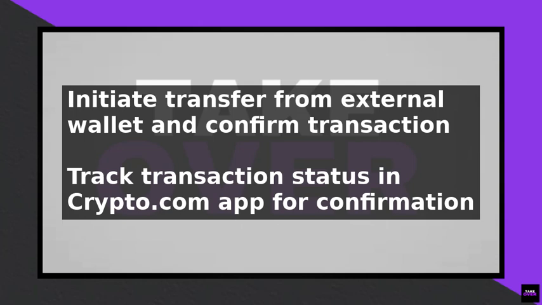In conclusion, transferring to a Crypto.com wallet is a straightforward process that requires creating an account, generating a wallet address, and initiating a transfer from an external wallet or exchange. By following these steps and being mindful of the key concepts and best practices, you can easily and securely transfer your cryptocurrency to your Crypto.com wallet.